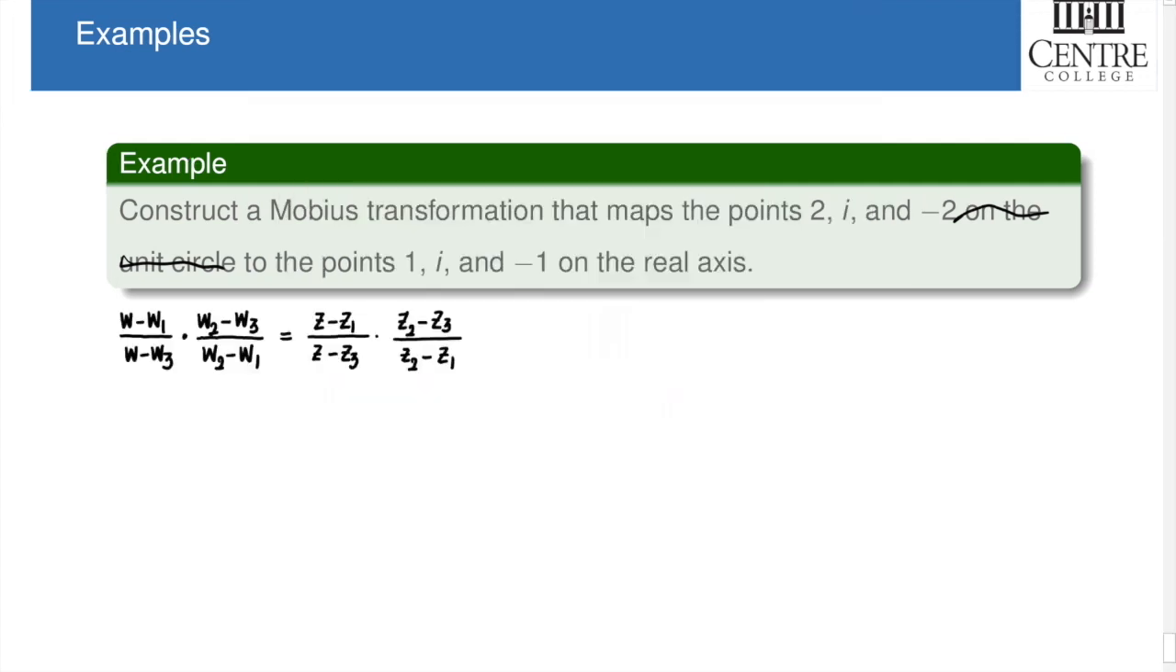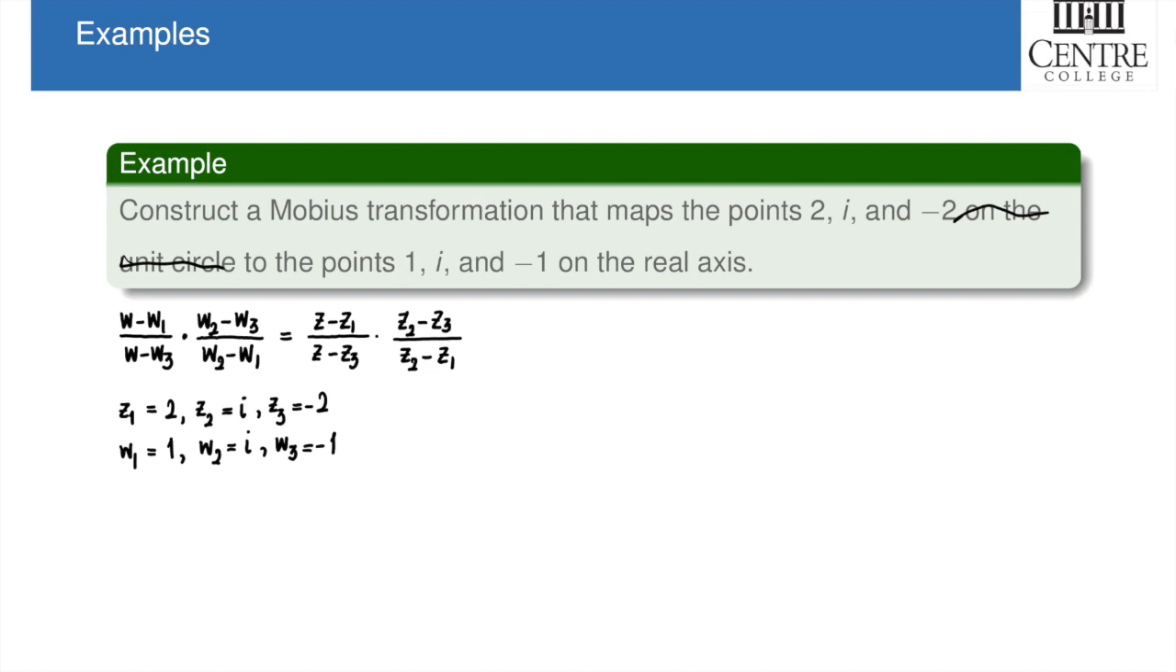First, remember here's the defining relation. This is the map that sends z1, z2, z3 to w1, w2, w3. In our particular case, we have z1 is equal to 2, z2 is equal to i, z3 is equal to -2, and w1 is equal to 1, w2 is equal to i, and w3 is equal to -1. So our first step is going to be replacing all of those values into the above equation.